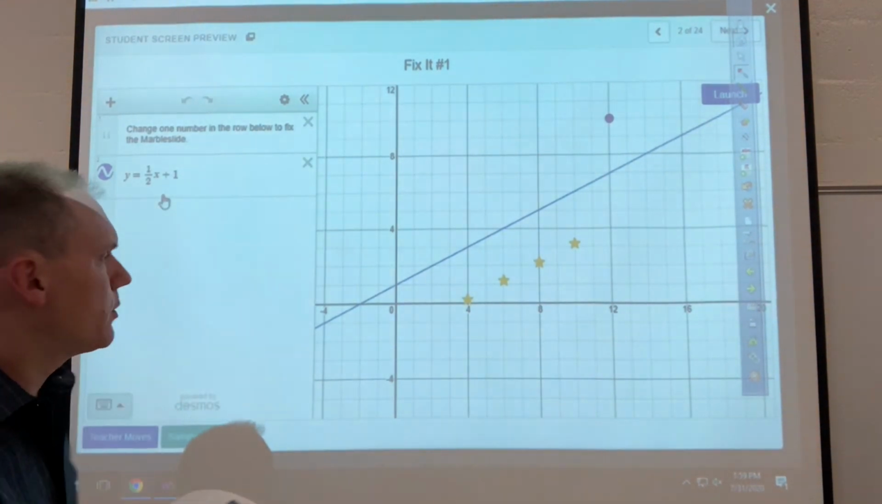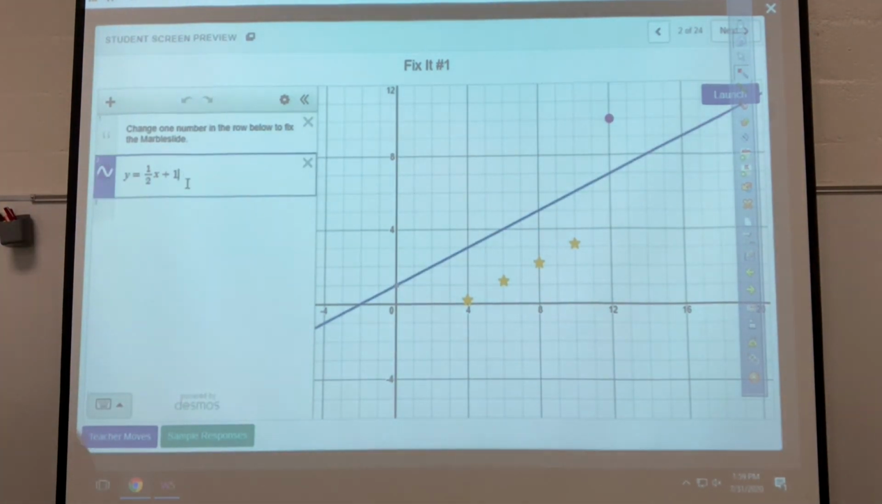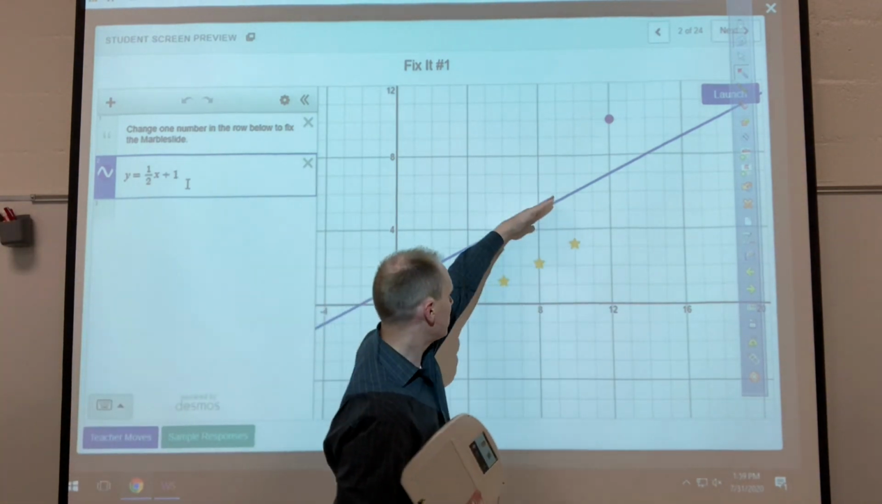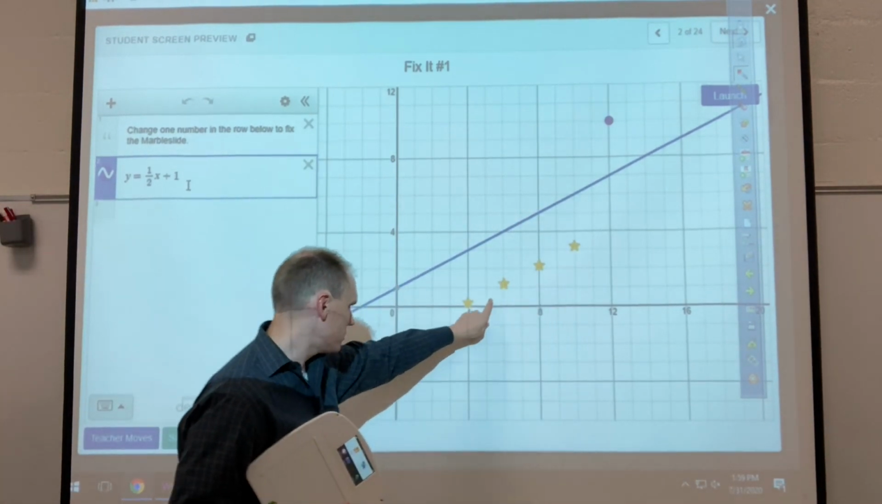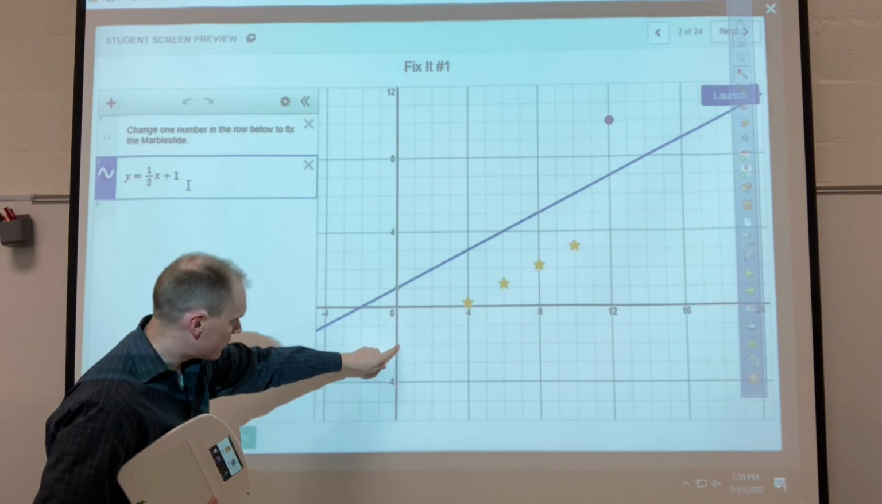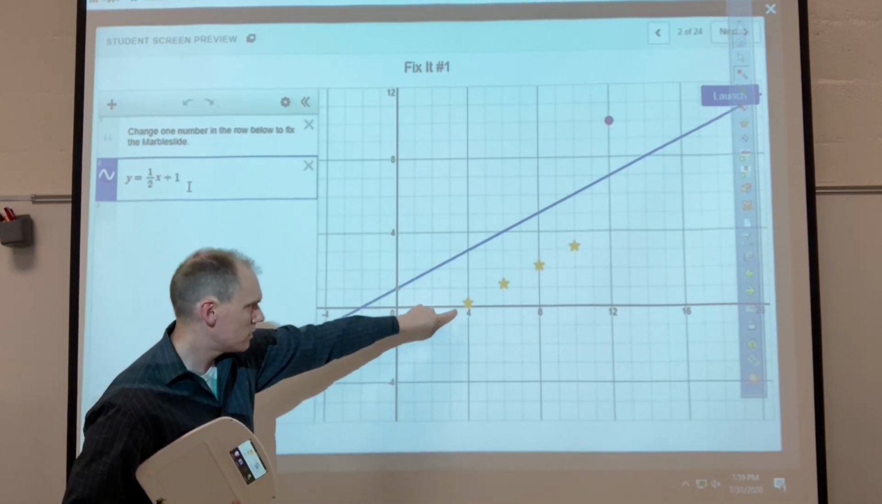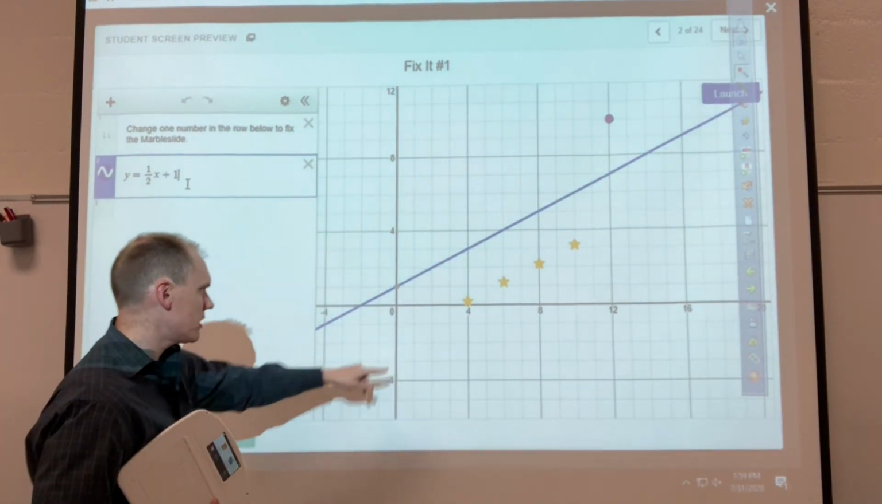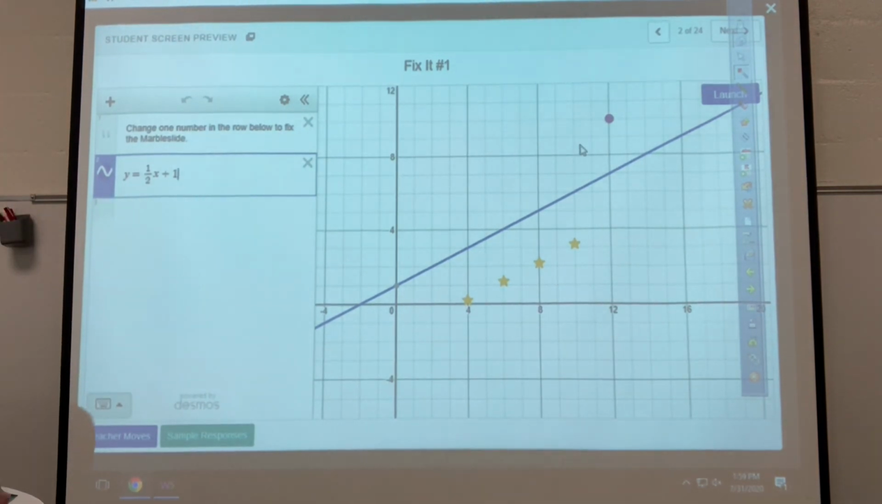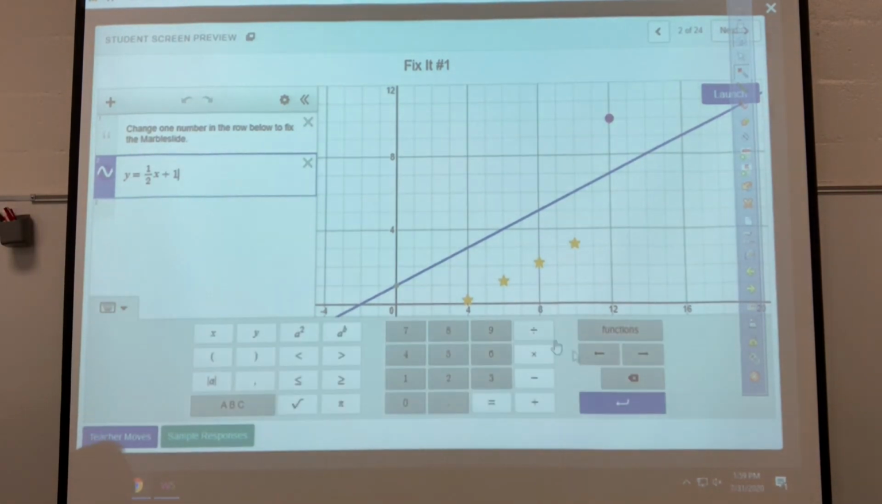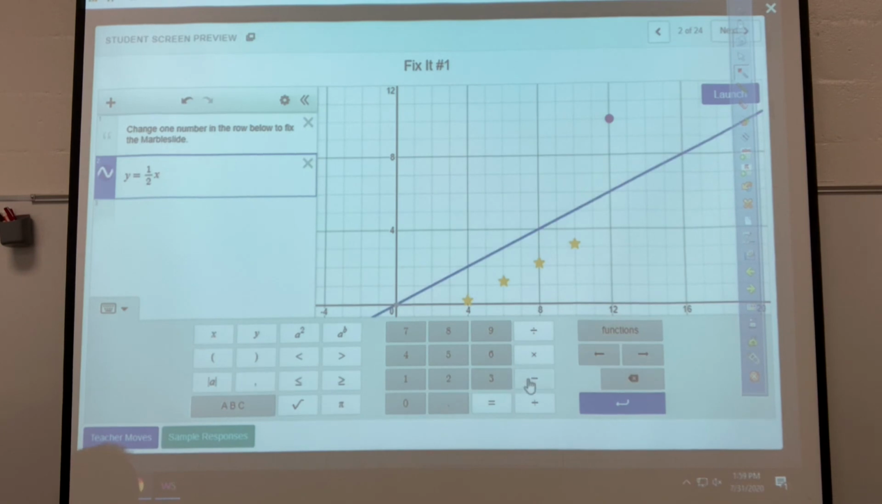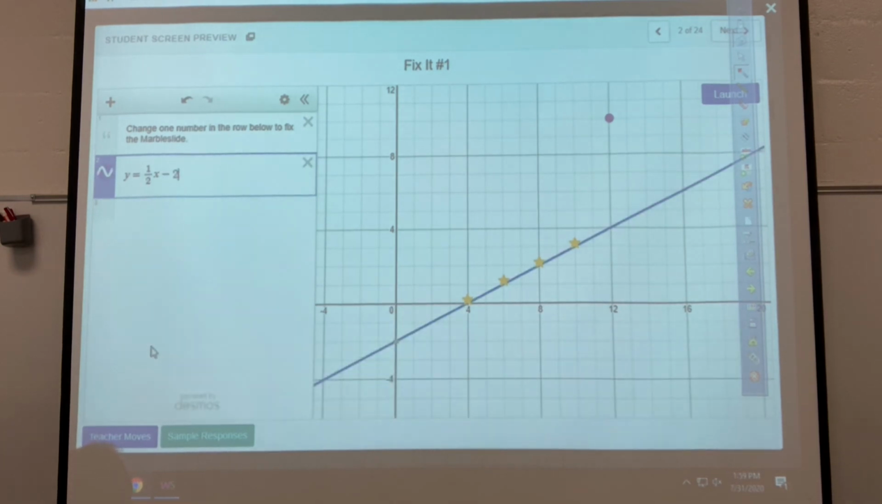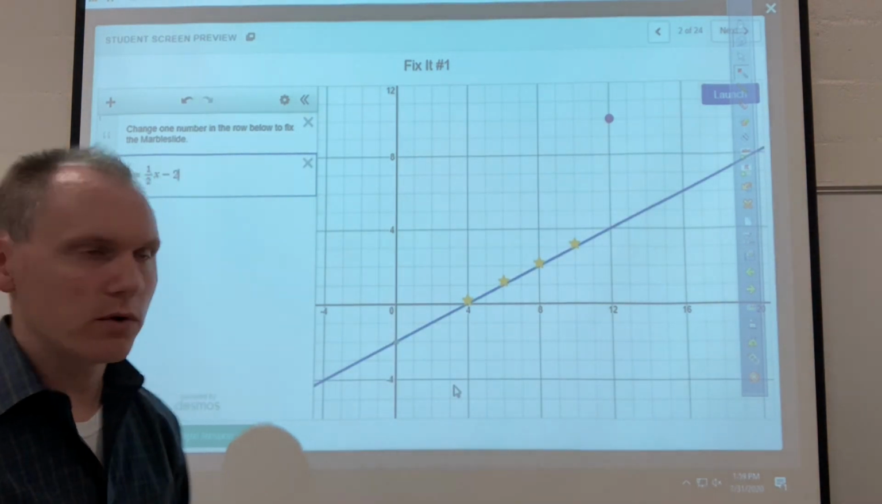So let's see if we can come up with a value. If we were to move it down and it follows here, what would the y-intercept be? Maybe -2? If you can kind of picture that, -2, let's try it. So let's delete the 1 and change it to -2. Okay, let's see if that works. Let's hit the launch.